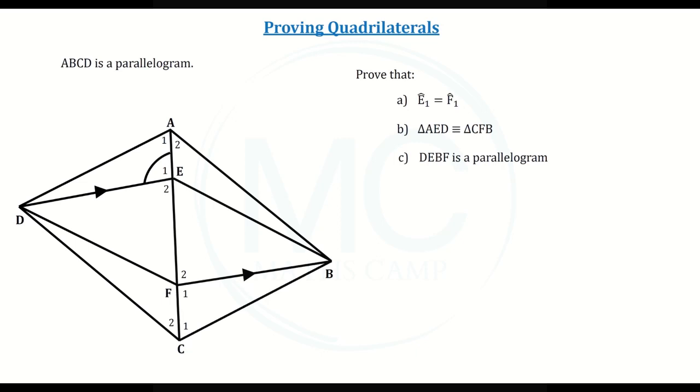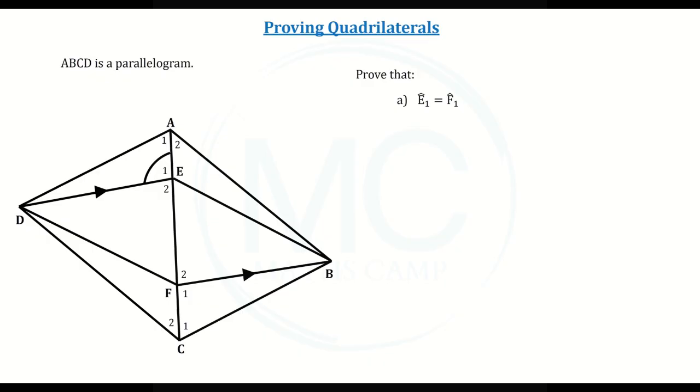ABCD is a parallelogram. Prove that A, angle E1 is equal to angle F1. B, triangle AED is congruent to triangle CFB. And C, that DEBF is a parallelogram. Let's start with part A.